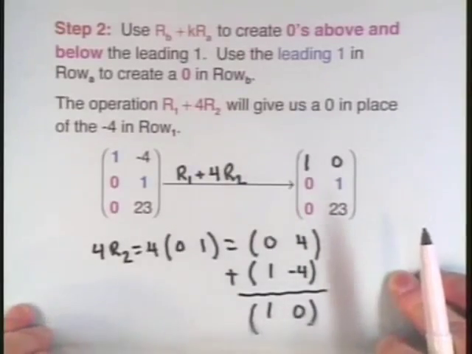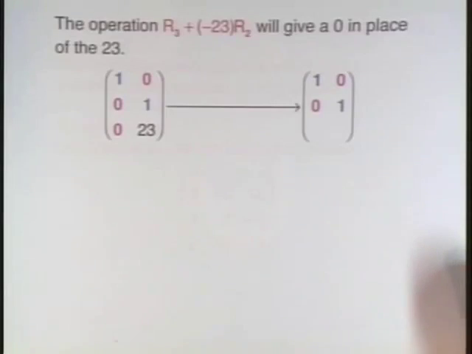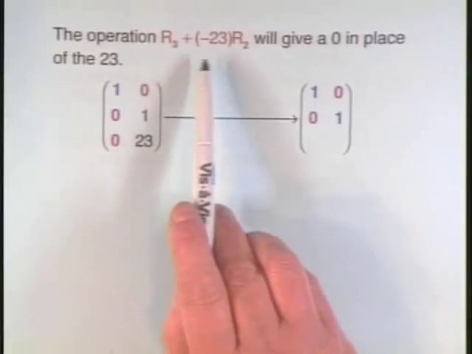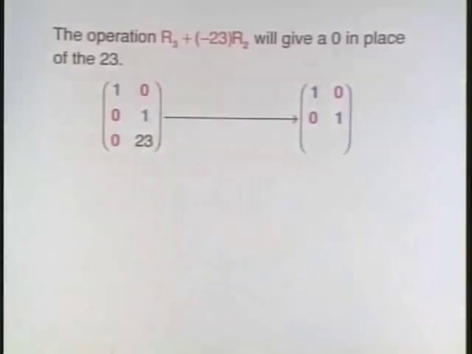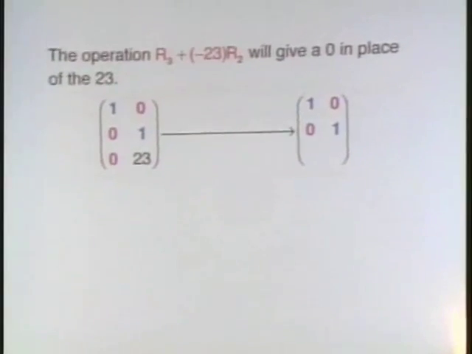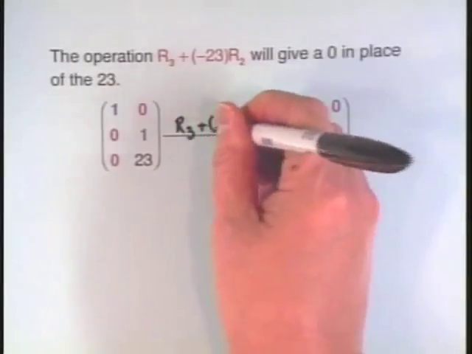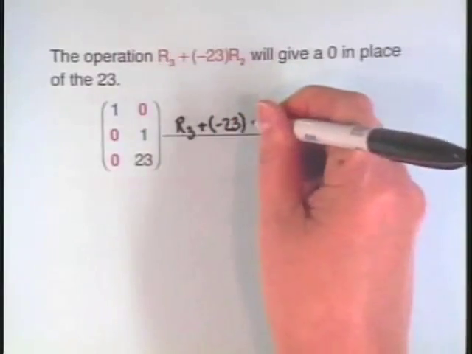We're going to repeat this process to change the 23 in row 3 to a 0. What could you add to 23 to make it 0? Of course, we could add a negative 23. If we multiply row 2 by k equals negative 23 and add the result to row 3, the operation row 3 plus negative 23 times row 2 will give a 0 in place of the 23. So our operation is R3 plus negative 23 times R2.